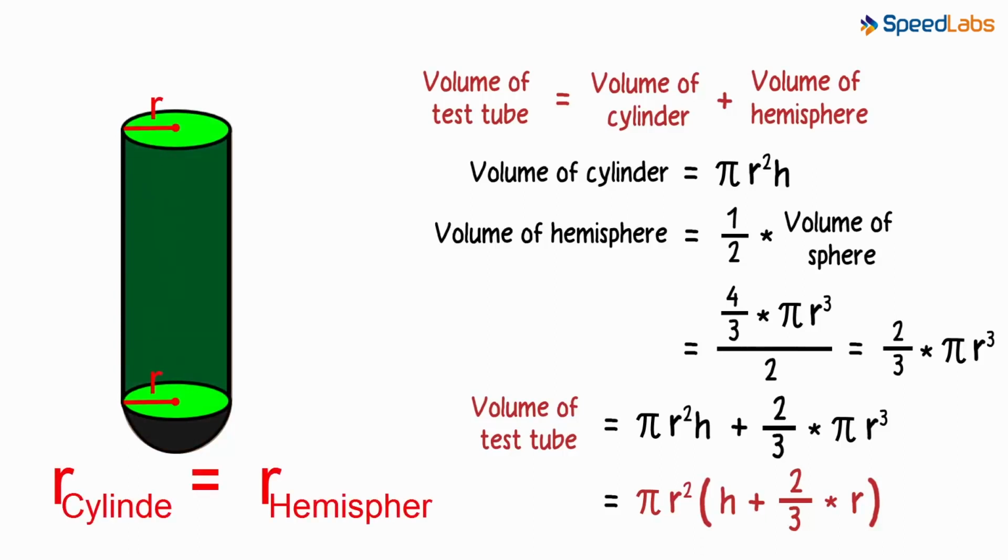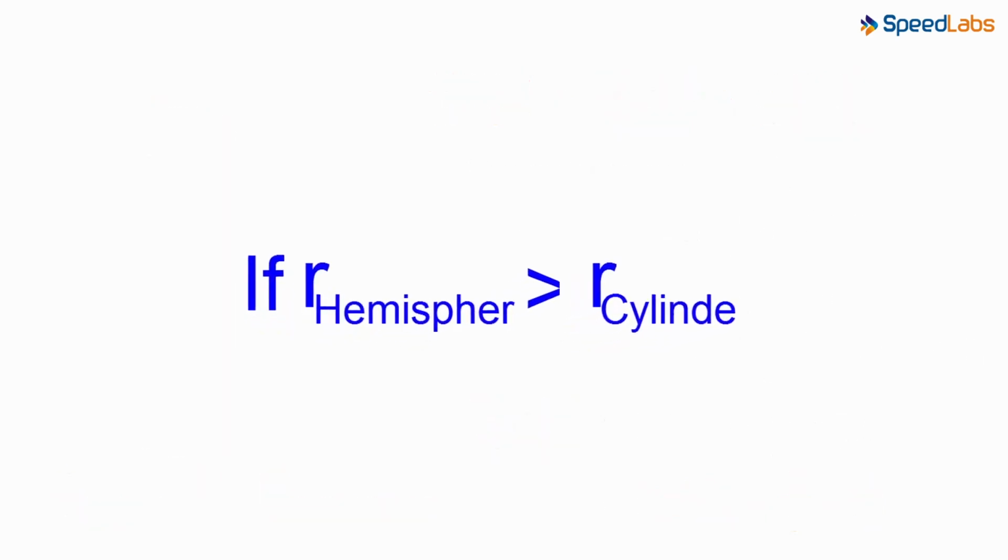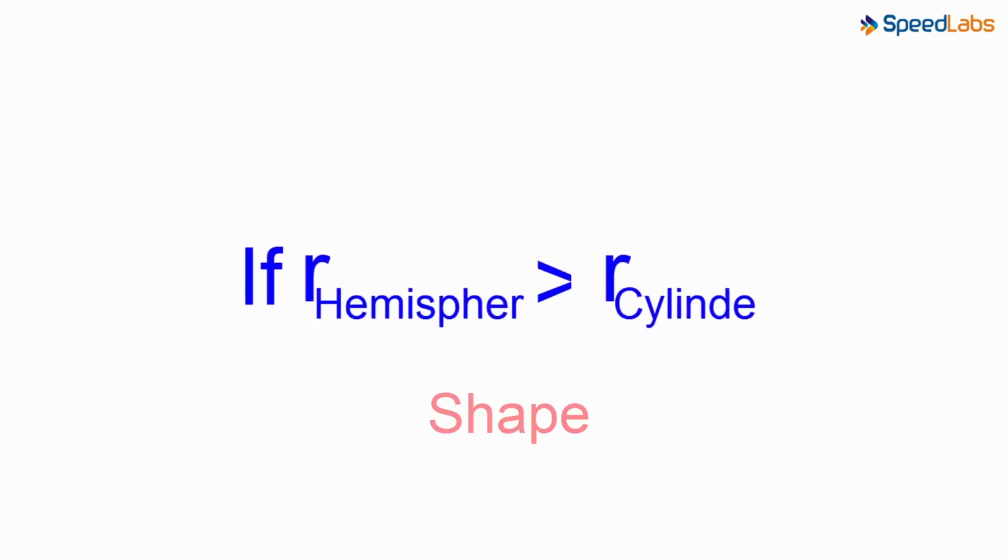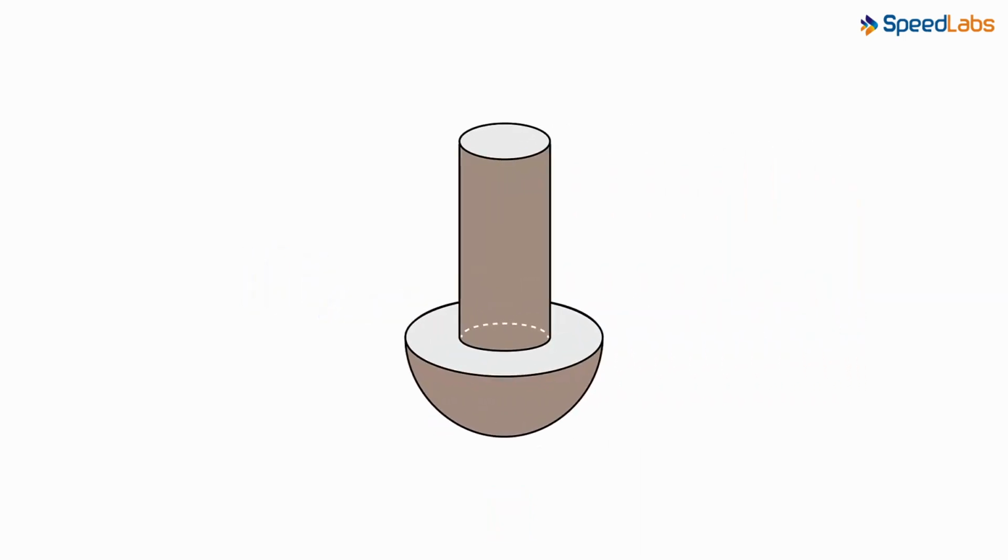But what if they had different radii? What if the radius of the hemisphere was greater than the radius of the cylinder? Can you imagine the shape of that solid? Pause the video and try to determine that shape. The new solid will look like this, like an inverted mushroom.